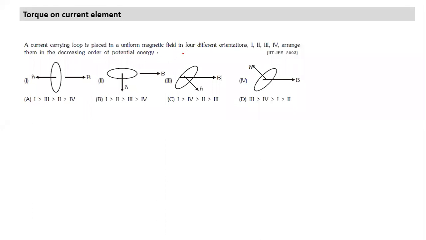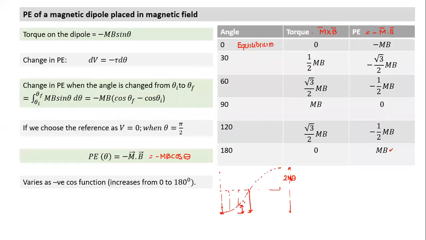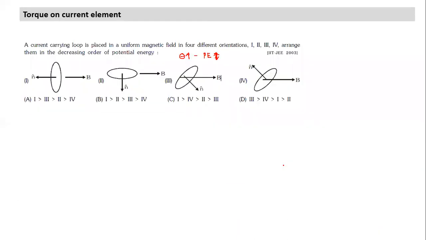And what we understand, as theta keeps increasing, potential energy keeps increasing. Wherever theta is maximum, all we need to do is identify theta, because potential energy is an increasing function. I hope you understand. It's a continuously increasing function. As theta keeps increasing from 0 to 180, potential energy keeps on increasing. So in all cases, we need to identify the angle here. In this particular case, if this is the direction of the m vector, the angle between them is 180.